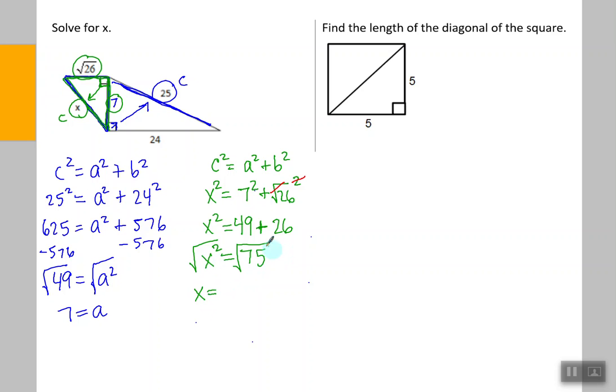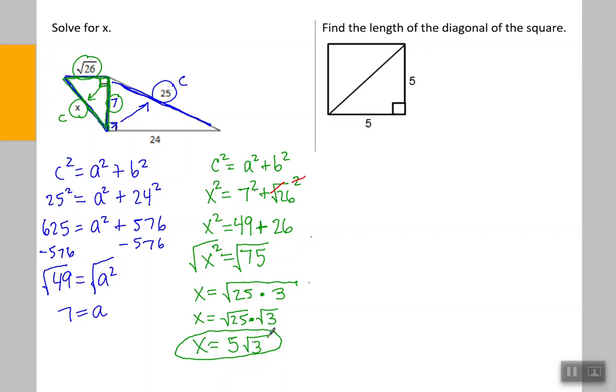X on this side, and I can think of a perfect square that goes into 75. That's 25. Thinking of money, quarters, 75 cents is 3 quarters. 25 cents times 3. I can write this as square root 25 times square root 3. And because 25 is a perfect square, I can take the square root of 25, which is 5. So my final answer is 5 square roots of 3.